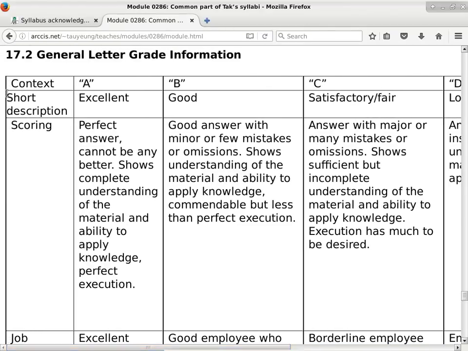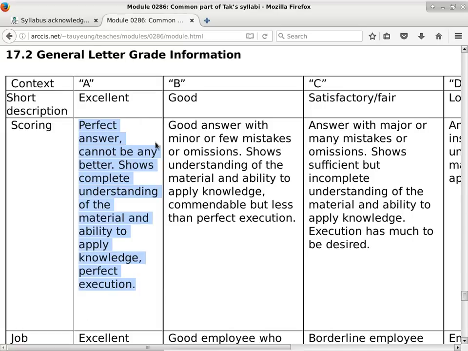So the first row talks about the short description that you guys know already, because most colleges or universities or even high schools would use this particular standard. They would describe an A as excellent, a B as good, a C as satisfactory/fair, a D as a low pass, and an F as a fail. So we know these words already, but what does it exactly mean when I am going to score your test or homework assignments? An A basically means you are giving me a perfect answer. As far as the context of the question is concerned, there's no better way to do it.